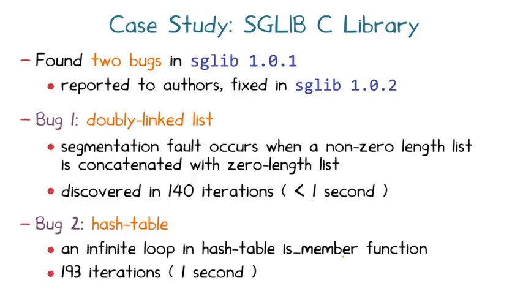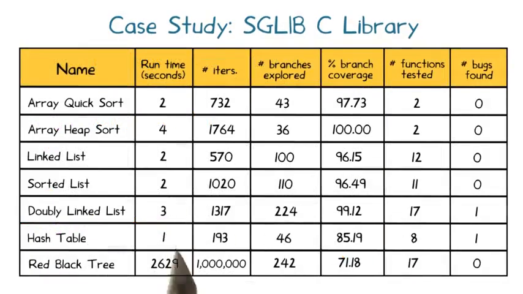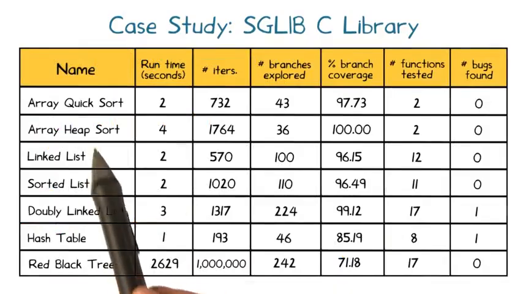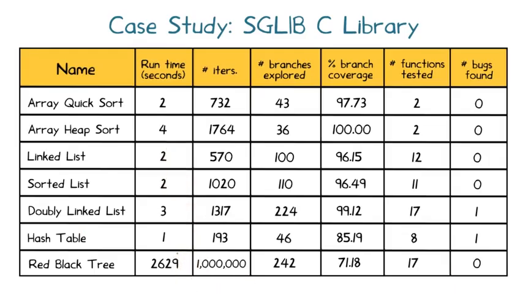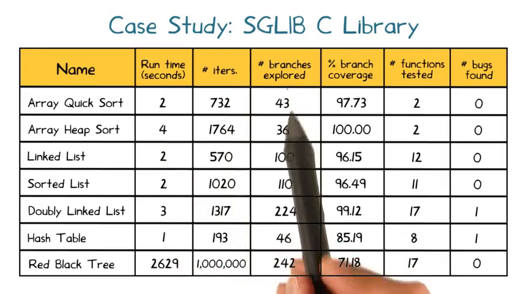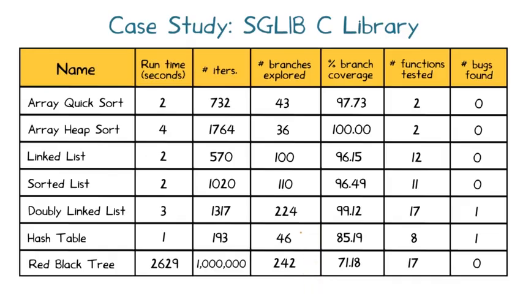Specifically, DSE constructed a valid sequence of function calls which gets the hash table library's isMember function into an infinite loop. This table shows, for each data structure that sglib implements, the time that DSE took to test the data structure in seconds, the number of iterations that DSE made, the number of branches it executed, the branch coverage it obtained, the number of functions it executed, and the number of bugs that it found.